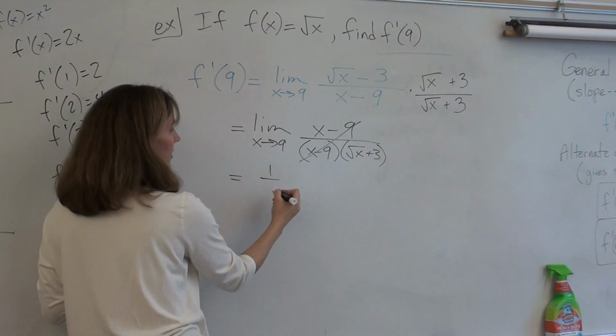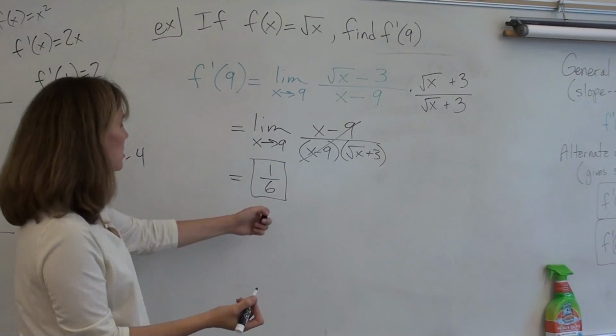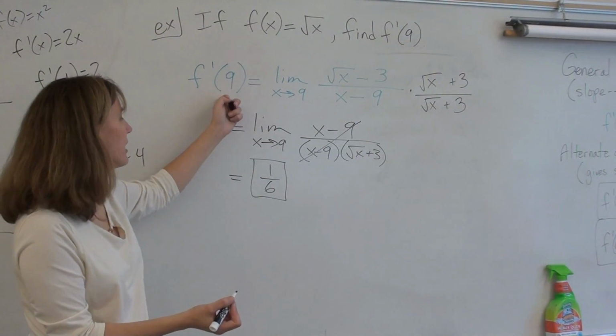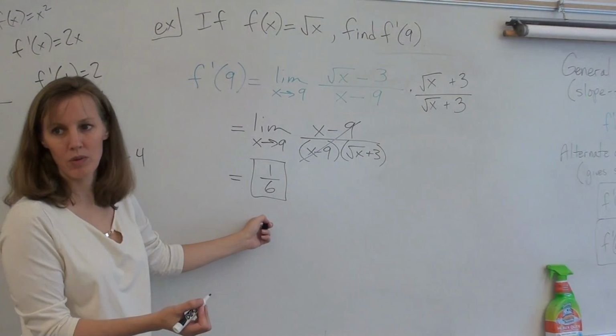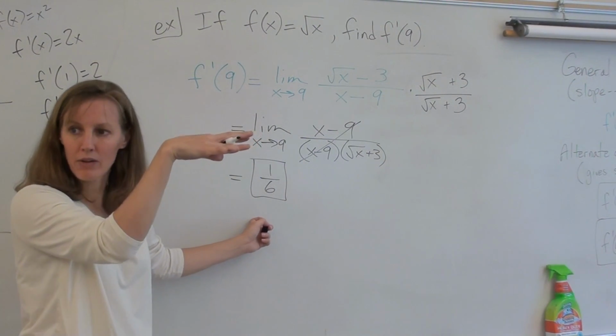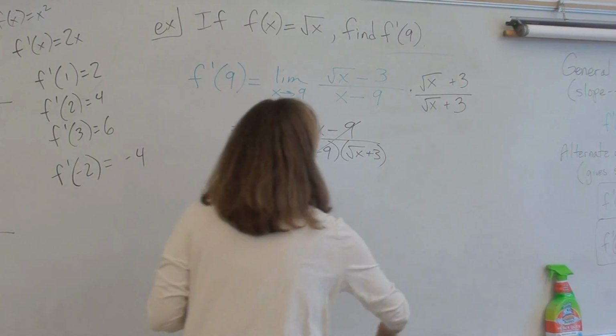1/6. So what that is saying is the slope of the line tangent to square root of x when x is 9 is 1/6. Which makes sense. It's a real shallow slope because it's kind of leveling off over there, right? Still positive, but shallow. Okay, let's take it up a little notch.